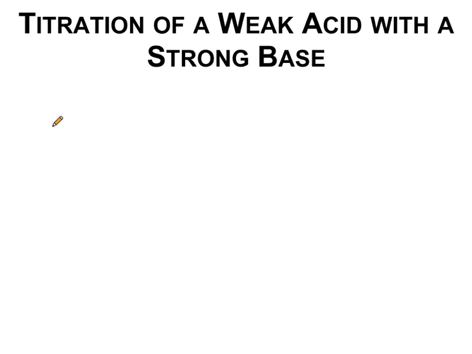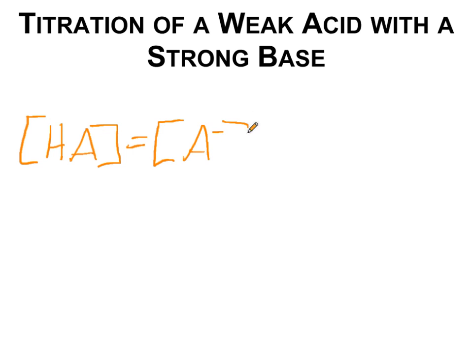So at the half-equivalence point, that's when you've added half of the volume necessary to reach the equivalence point. There's a special property. At the half-equivalence point, the concentration of the weak acid that we started with has been halfway used up. It's been halfway converted to its conjugate base. That leads us to a special property of the half-equivalence point. The pH at the half-equivalence point is equal to pKa.